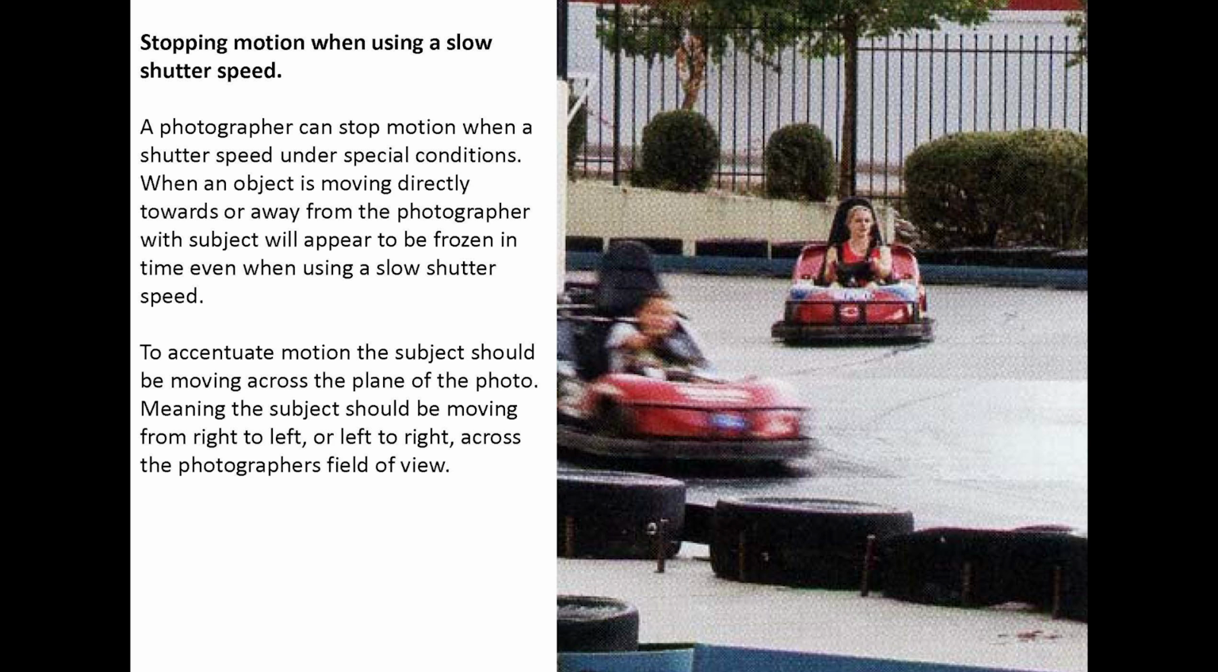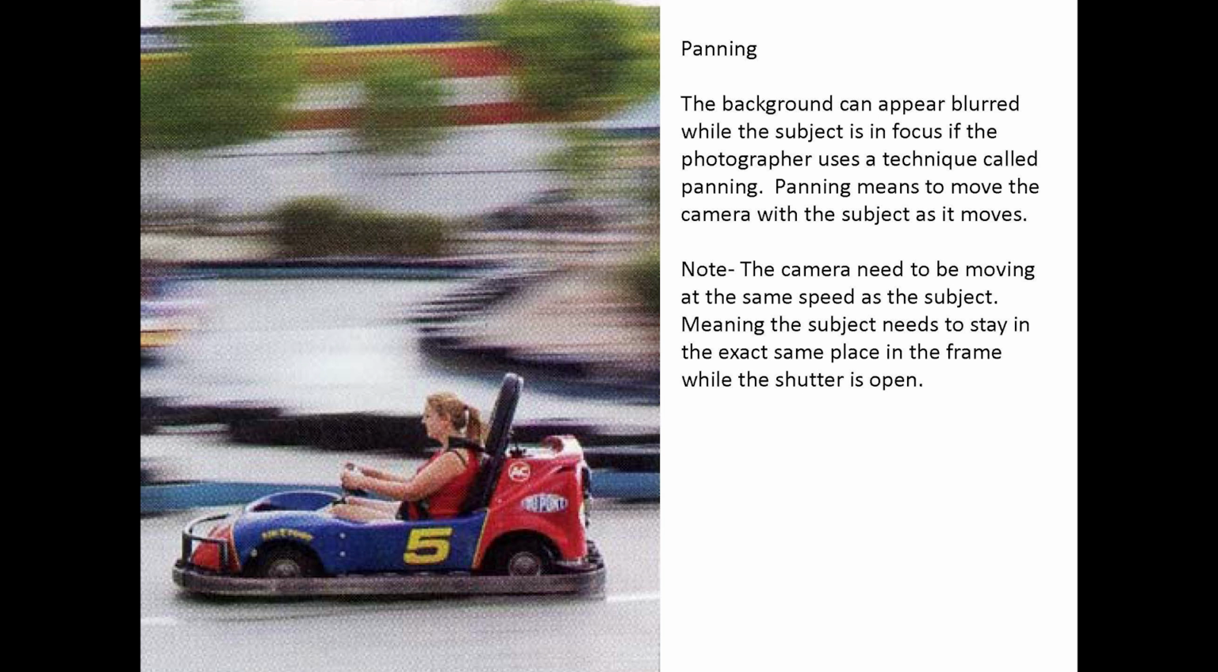There's one last thing that we're going to talk about in shutter speed, and that's this thing called panning. So panning actually makes a really cool effect where the object or your subject that you're taking a picture of is in focus, but the background is completely blurry. And the way that you do this is that you have to actually move the camera at the same speed that the object is moving.